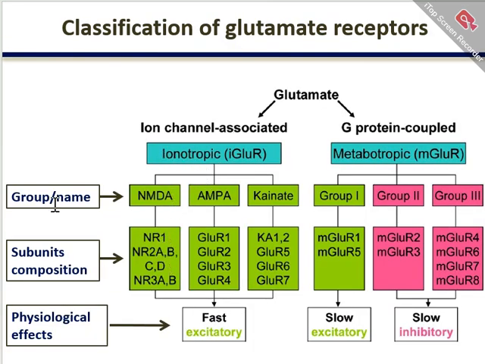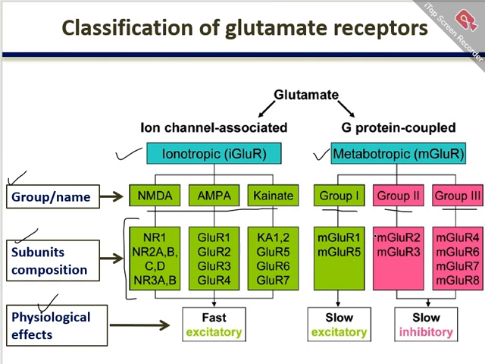Further, if we talk about the classification of glutamate receptors, the ionotropic receptors are shown here, and the metabotropic receptors are shown on the right side. This classification is arranged based on the group name, the subunits they are composed of, and the physiological function. You can see that the ionotropic receptors can be NMDA, AMPA, and kainate, and their subunits are shown here. Then the metabotropic receptors are divided into three groups, group 1, 2, and 3.